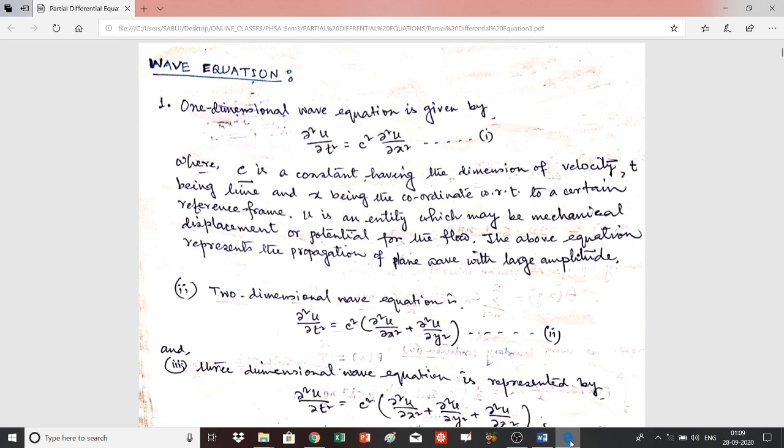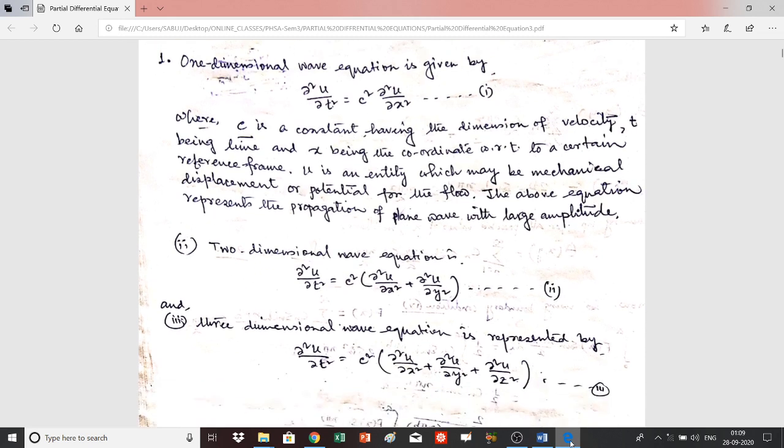one-dimensional case. Now in case of two-dimensional cases, the wave equation takes the form del squared u del t squared equal to c squared times del squared u del x squared plus del squared u del y squared. And in case of three-dimensional cases, the wave equation can be represented by del squared u by del t squared equal to c squared into del squared u del x squared plus del squared u del y squared plus del squared u del z squared. So these are the three different forms of the wave equation.